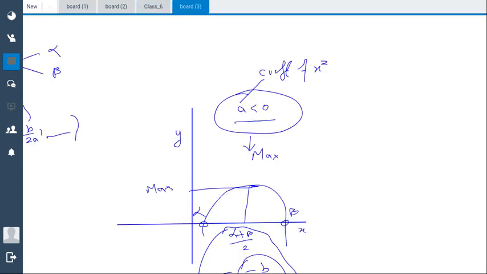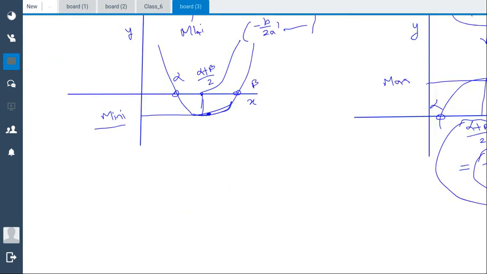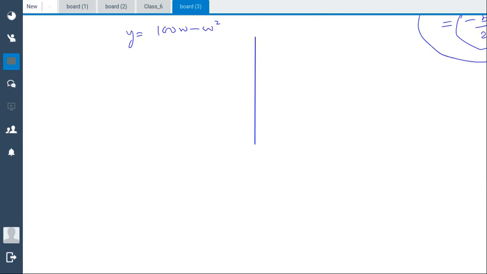If I make the graph of the equation which we are doing, first of all, what you should check is the coefficient of x square. The coefficient of x square is negative, so the graph opens downward, like this.